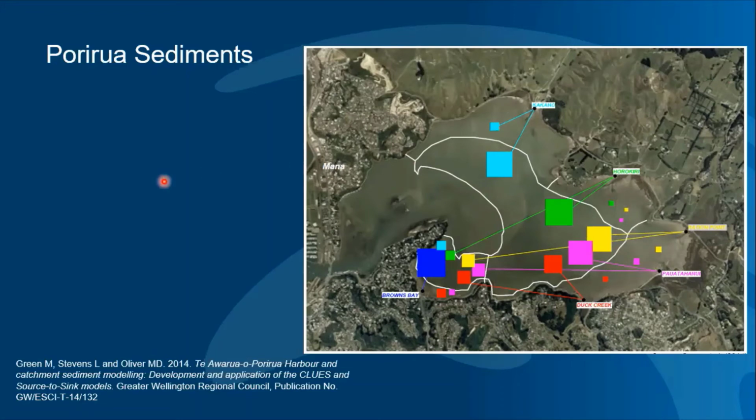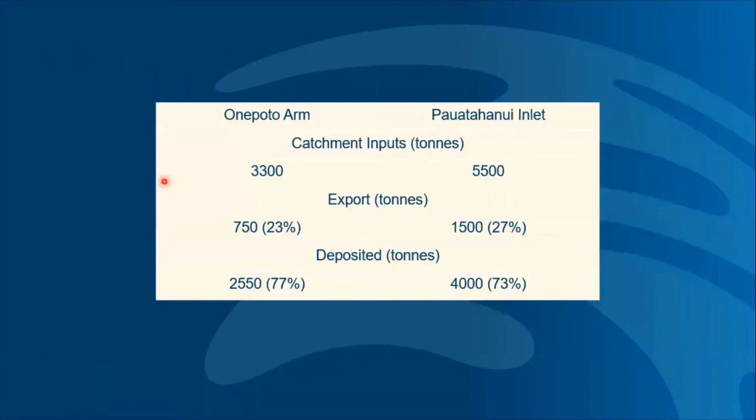So that was the starting point for the Porirua work. We carried out a broad range of modelling, which included looking at events in terms of delivering sediment to the system, and also an annual simulation. The starting point was looking at the overall sediment budget. So how much sediment is coming into the system, where does that sediment end up, how much is being exported. So 23 to 27% has actually been exported from the system, and the remaining 73 to 77% is deposited within the two arms of the harbour, the Onipoto arm and the Pāoa-Tahanui inlet.